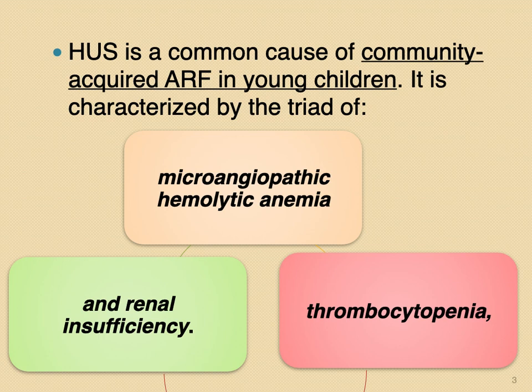Hemolytic uremic syndrome is a common cause of community-acquired acute kidney injury in young children. It is characterized by the triad of microangiopathic hemolytic anemia, thrombocytopenia, and renal insufficiency.